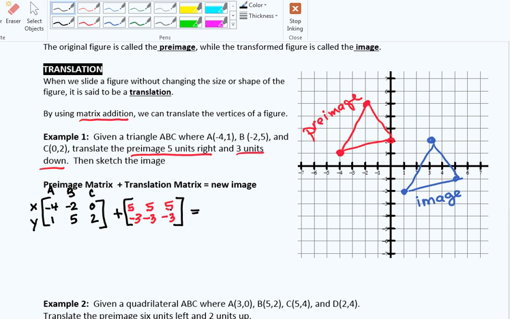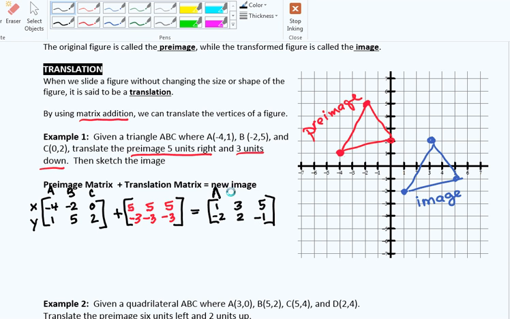And I can go ahead and add. Remember, we add corresponding parts together. -4 and 5 make 1. -2 and 5 is 3. 0 and 5 is 5. 1 and -3 is -2. 5 and -3 is 2. And 2 and -3 is -1.